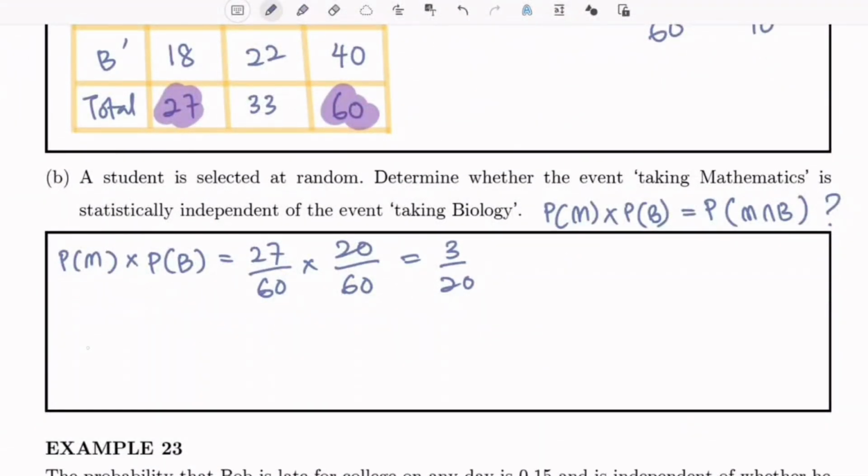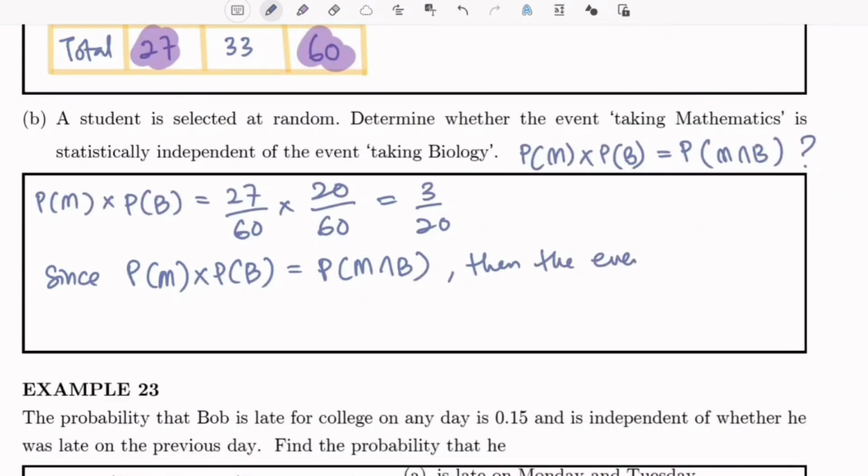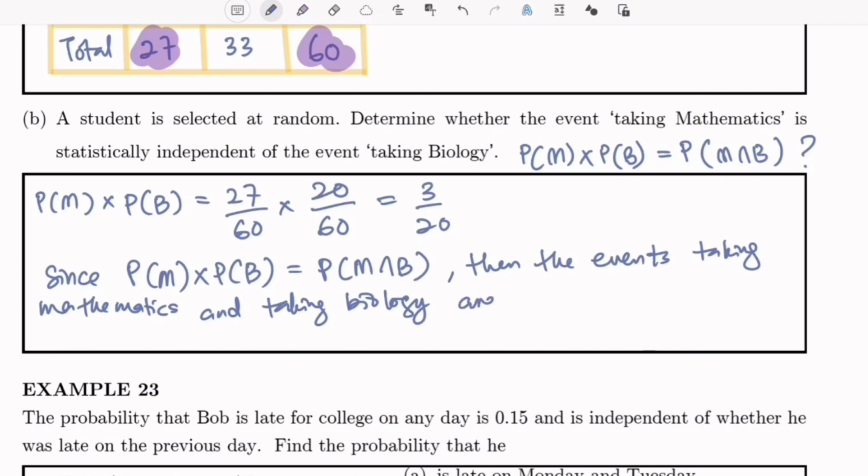So we can make a conclusion here, since P(M) times P(B) equals P(M intersect B), then the events taking mathematics and taking biology are independent.